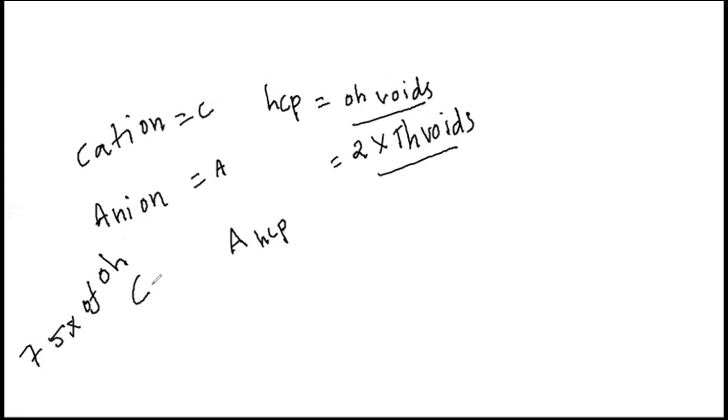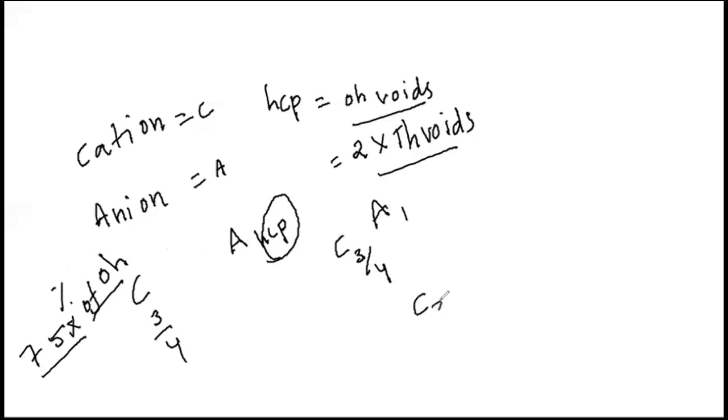Here C is the cation. 75% of octahedral voids is given. How can I take 75%? I can take it as 3 by 4. Here the HCP atoms are 1 only. Nothing is given means only 1. If you do cross multiplication, C3A4 we can write.